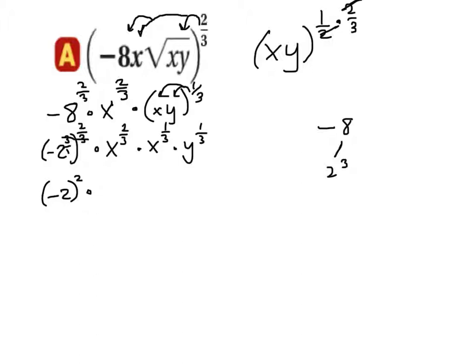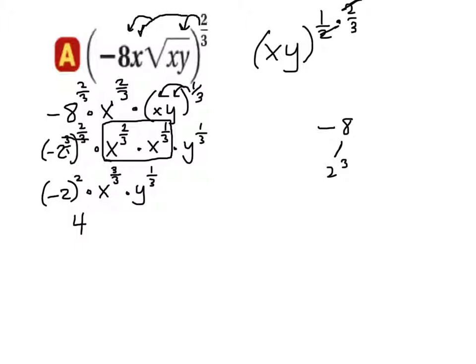these guys right here, which are multiplication, so I can add their exponents. This is really x to the 2/3 plus 1/3, which is x to the 3/3 power, times y to the 1/3. Negative 2 squared is 4.